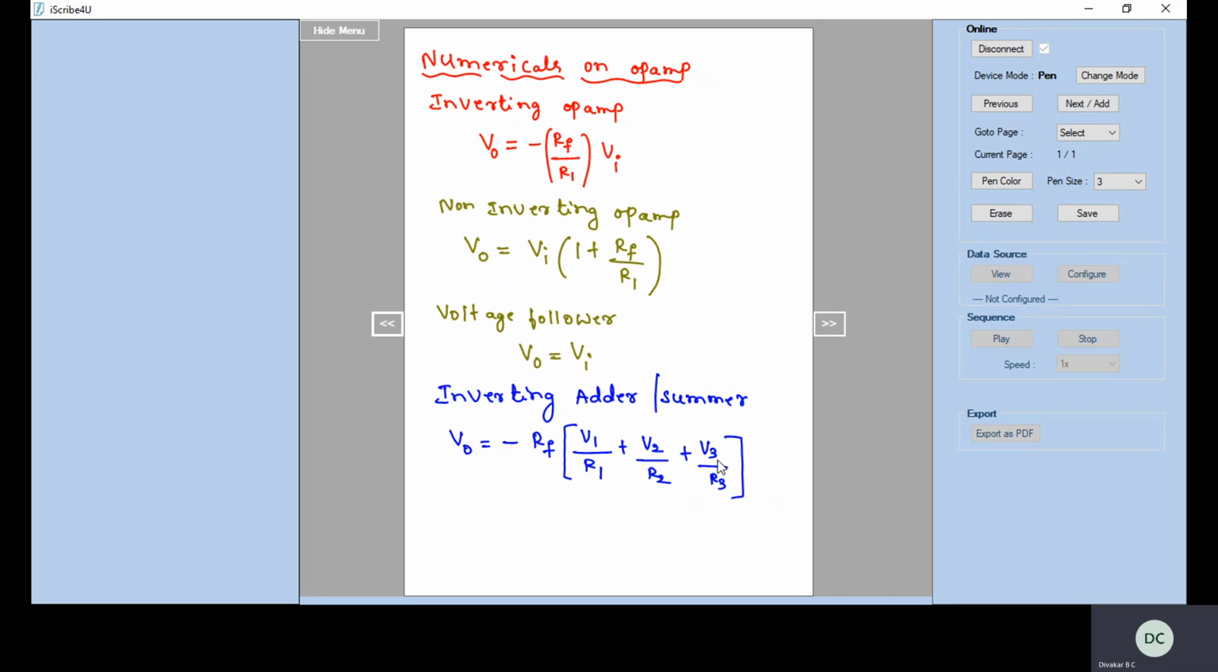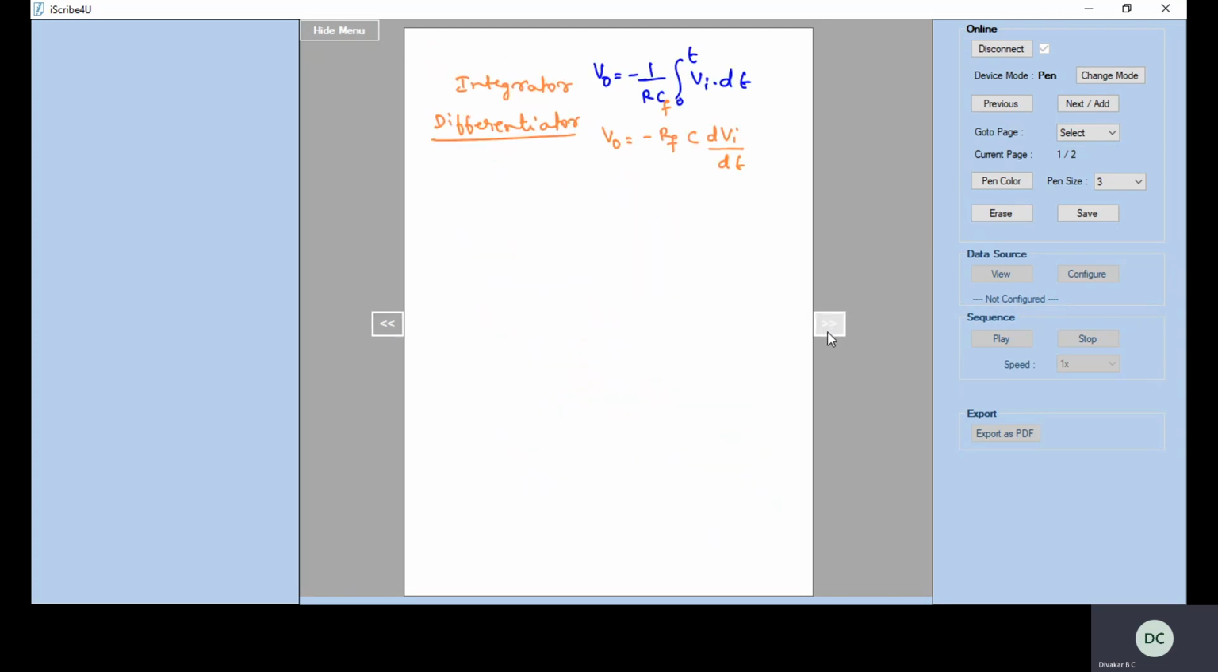Let us take there are three inputs. Then the output expression for the inverting summer or adder is given by V0 is equal to minus Rf into V1 by R1 plus V2 by R2 plus V3 by R3. The negative sign indicates we are using the inverting adder or summer. And the next one is the integrator circuit.